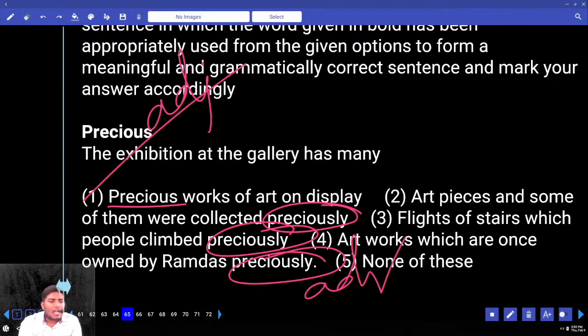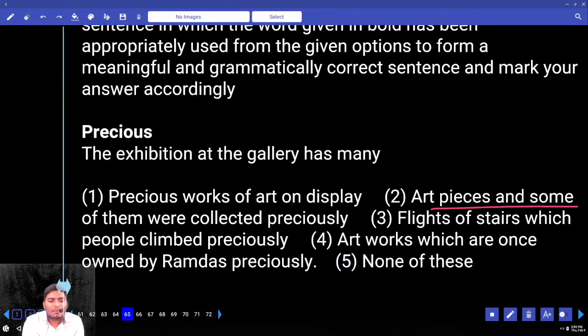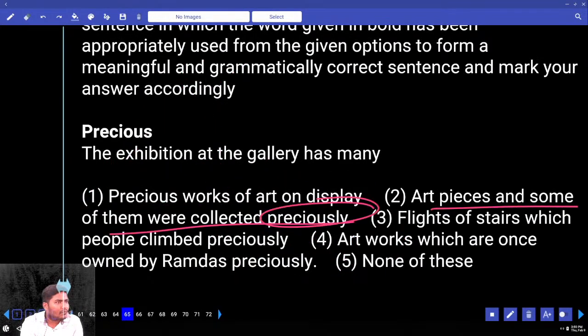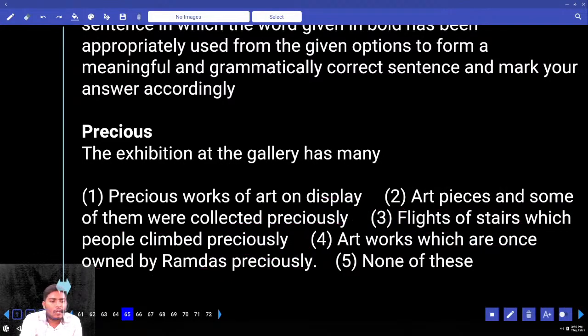Tell me your answer. First one. We are speaking about the exhibition, so there are precious works of art on display. And here we are speaking about some art pieces: some of them were collected preciously, may not be meaningful. And here we are speaking about flights of stairs, stairs in the sense of steps, which are not precious. And artworks which were once owned by Ramdas, again preciously, not meaningful. So we can only go for the first option.